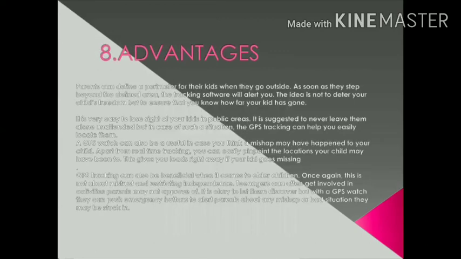So, advantages: parents can define a perimeter for their kids when they go outside. As soon as they step beyond the defined area, the tracking software will alert you. The idea is not to deter your children's freedom, but to ensure that you know how far your kid has gone.